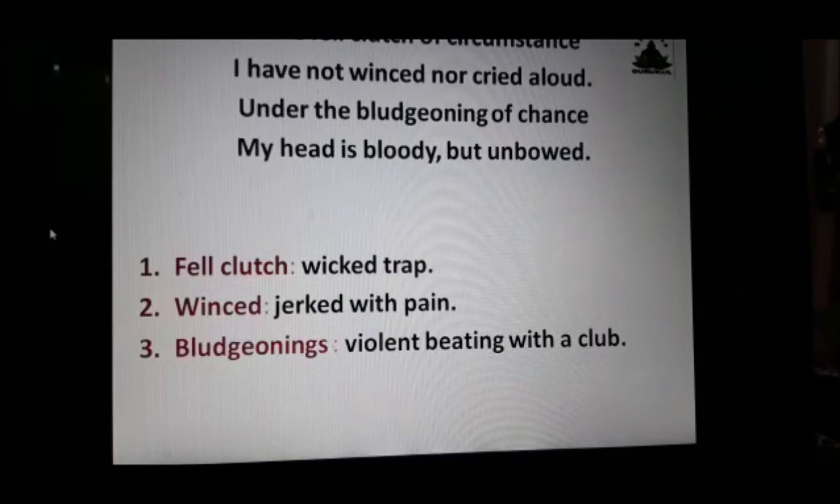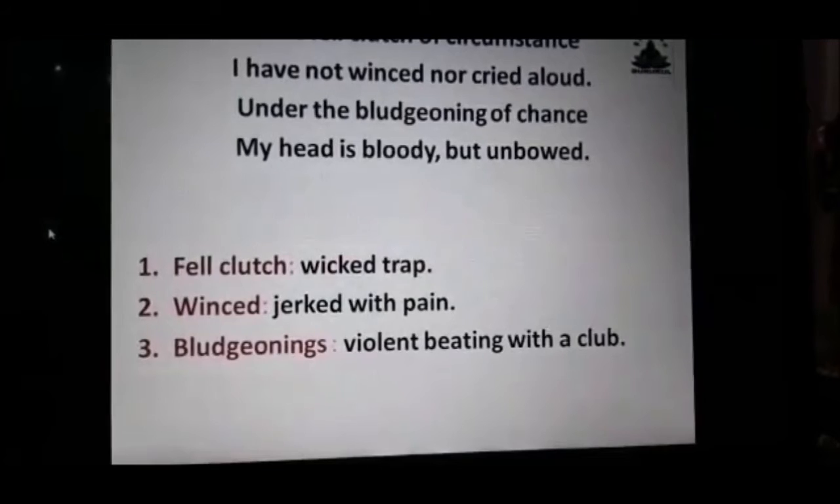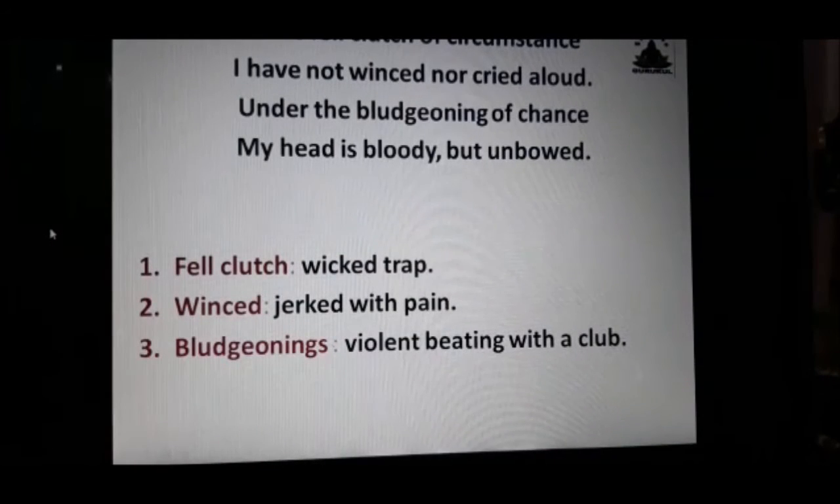In the fell clutch of circumstance, I have not winced nor cried aloud. Under the bludgeonings of chance, my head is bloody but unbowed. Now, in the first two lines of this paragraph, the speaker has not allowed himself to become a victim of events that have happened in his life. In these lines, Henley personifies circumstances, giving it human-like qualities to show just how tightly the events of one's life can take hold. Throughout all that he has been dealt, the speaker has not cried about what has happened.